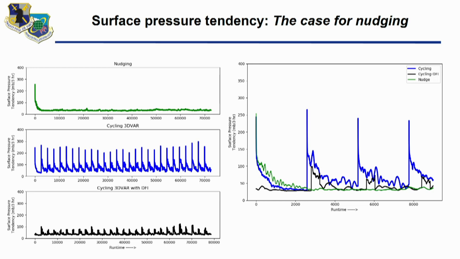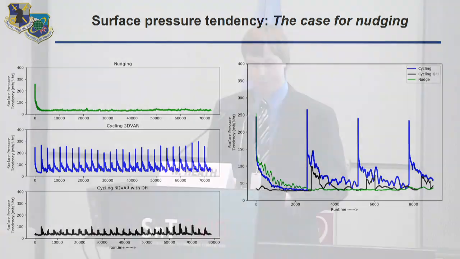However, when you're doing the cycling approach and bringing in a lot of observations, continuously restarting the model, you get these huge jumps, so you get a lot of discontinuity. And so for atmospheric chemistry or for transport and dispersion, you can't really have those discontinuities. And so the digital filter initialization shown on the bottom is just a way to try to remove some of that imbalance to smooth out the time series for the transport and dispersion.